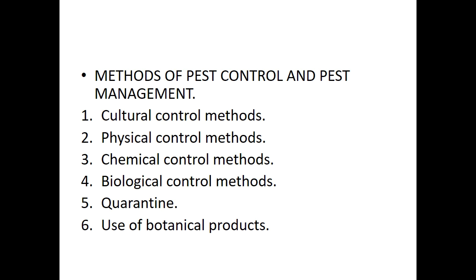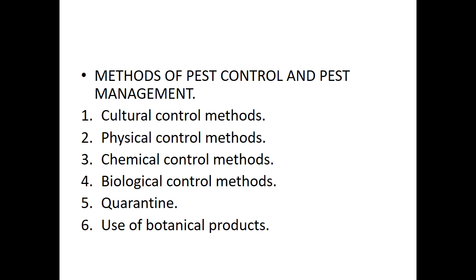Another one is the physical control method. The physical control method involves the use of hands, the use of physical means to reduce the number of pests. You can go to the farm and handpick the pests and kill them. You can also use a scarecrow to scare them away from the farm.